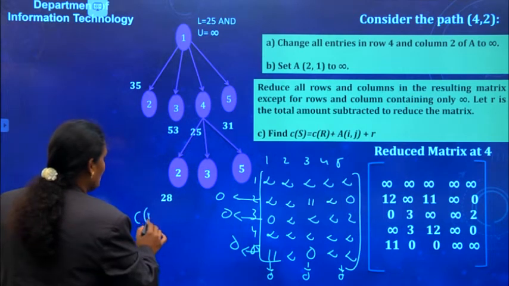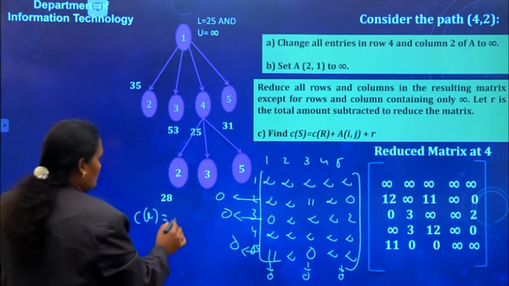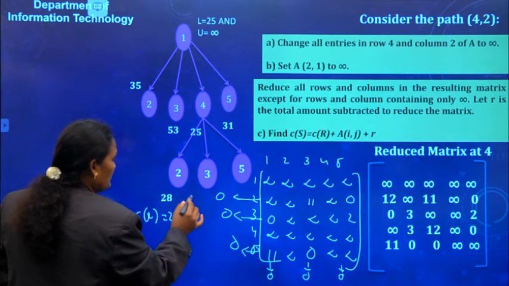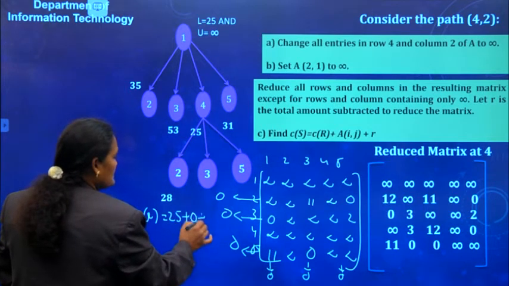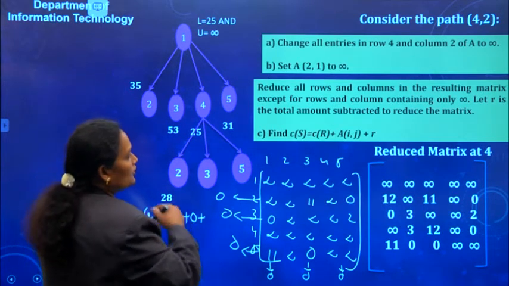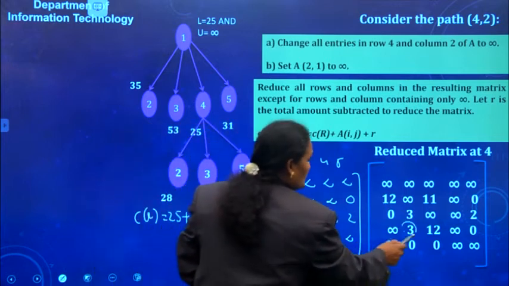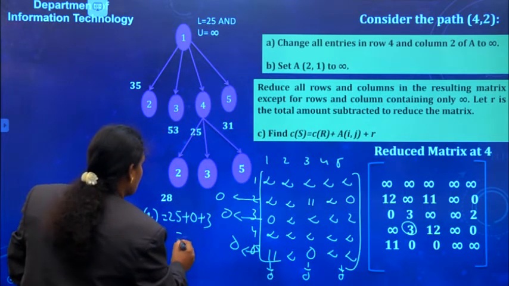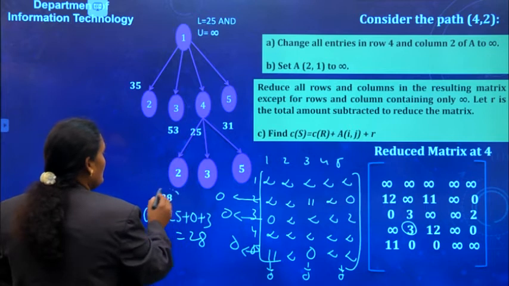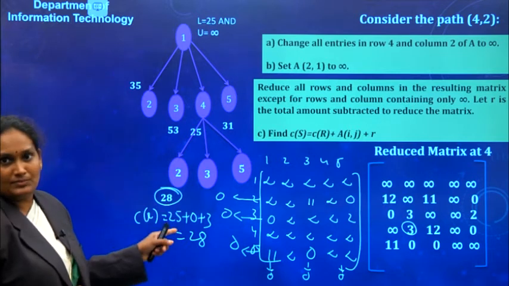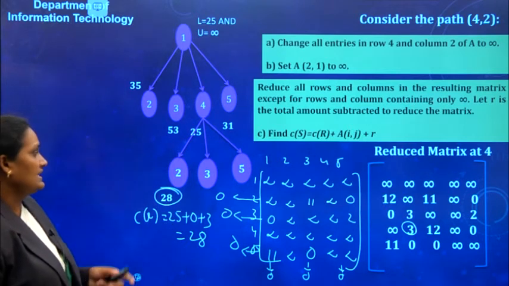So what is the cost of 2? Here, the cost of 4. What is the cost of 4? 25 plus the total reduction, 0, plus the cost of 4, 2, which is 3. That is 28. So we found the cost of traveling from 4 to 2 is 28.